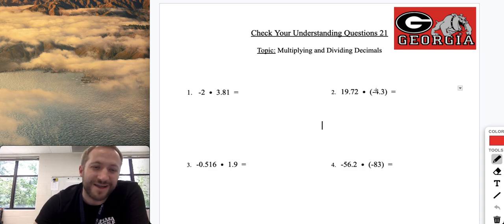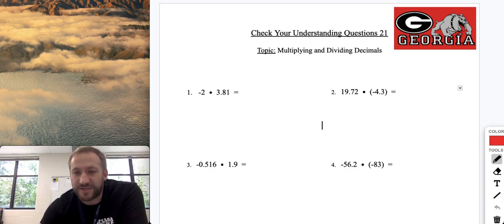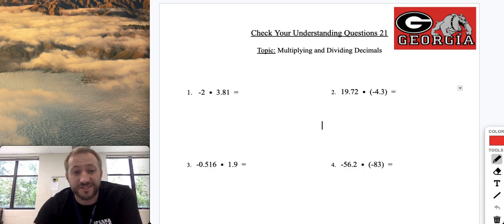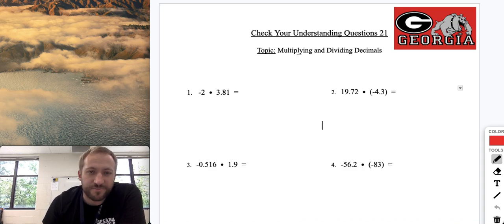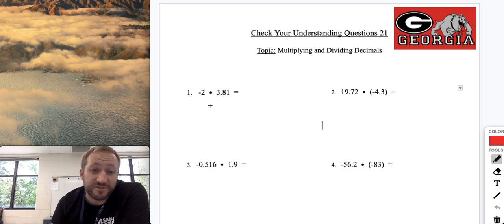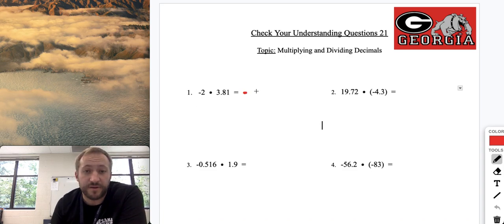All right. So let's get back to the math. Multiplying and dividing decimals. Now we're going over this again just because we want to make sure everyone's on the same page and that everyone is really comfortable with this material, because these operations can be a little tricky if you're not. So looking at this first problem, let's get the pen going. I got negative 2 times 3.81. First off, I know my answer is going to be negative because I got a negative times a positive. So I know I'm going to have a negative answer.